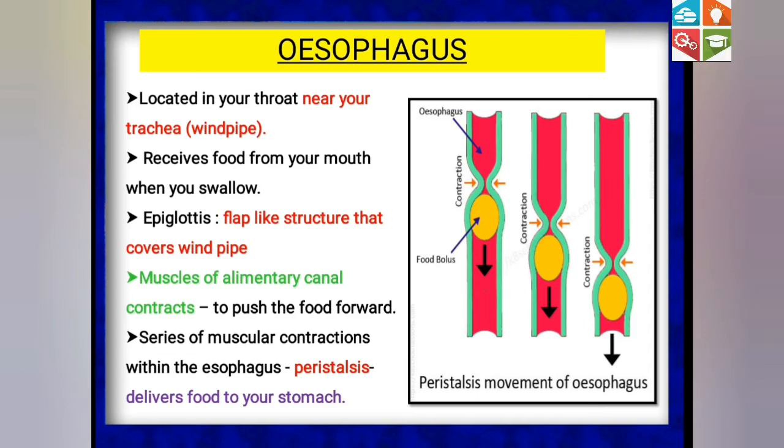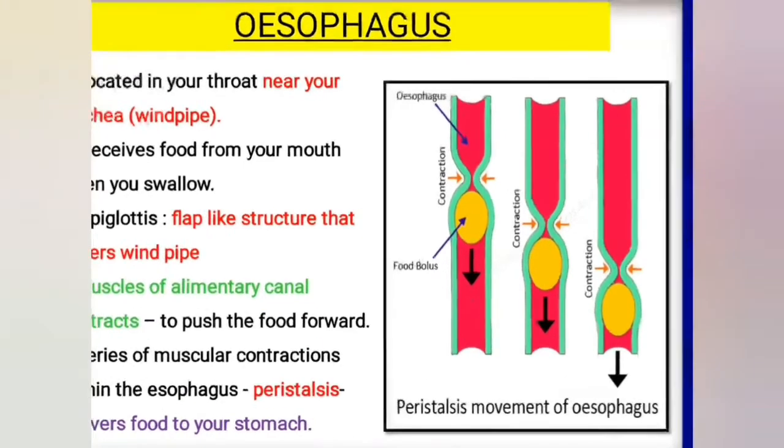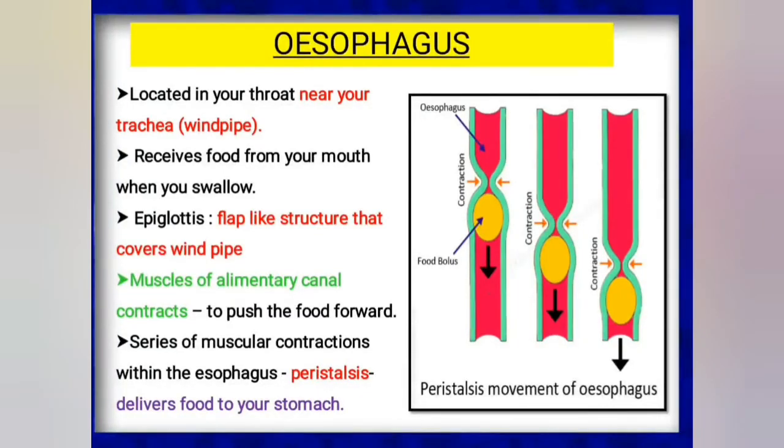Then how does the movement of food take place in the esophagus? The muscles of the esophagus contract. When it contracts, as you see in the diagram, it pushes the food forward. This series of muscular contractions within the esophagus is called peristalsis, and via this peristalsis movement, the food is delivered into your stomach from the mouth.